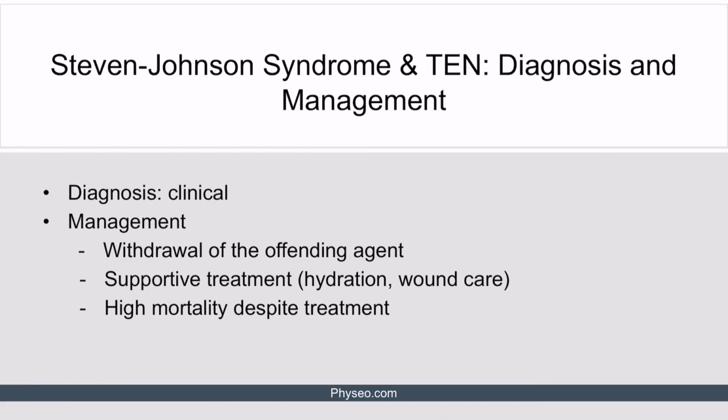SJS-TEN is mostly a clinical diagnosis based on characteristic clinical presentation. It's a life-threatening illness needing aggressive treatment. No cure is available, and the treatment involves withdrawal of the offending agent, hospitalization of the patient, and aggressive supportive treatment with hydration and wound care. Unfortunately, it has a high mortality despite treatment.